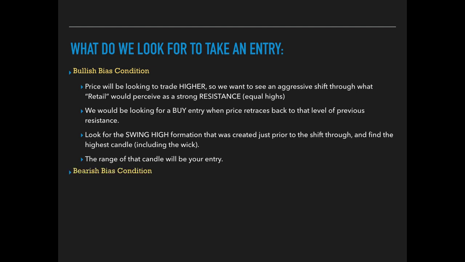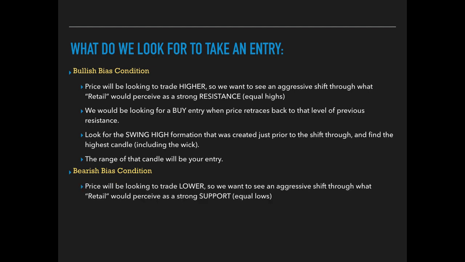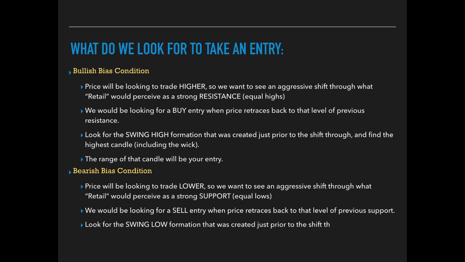Okay, so conversely, in a bearish bias condition, because price is looking to be trading lower, we want to see an aggressive shift through what retail would perceive as a strong support. Okay, and that would be equal lows, double bottom W's, right? Price is going to want to trade through those. Okay, and then we would be looking for a sell entry when price retraces back to that level of previous support. Okay, same thing. You're going to look for the swing low formation that was created just prior to that shift through, and then you're going to find the lowest candle, including the wick, and then the range of that candle is going to be your entry.